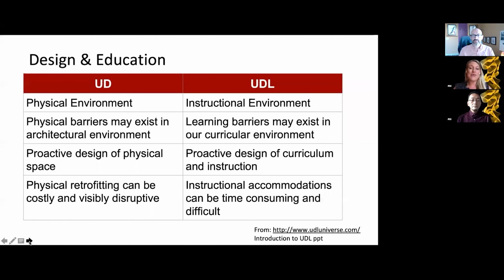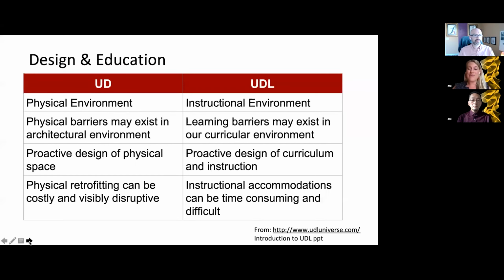Within universal design, we're considering physical barriers that may exist in the architectural environment. However, in universal design for learning, we're thinking about learning barriers that may exist within the curriculum or related to assessment. Within universal design, it's a proactive design of physical space, like John just shared from the beginning, thinking about accessibility. Whereas in universal design for learning, it's again proactive design, but related to instruction.